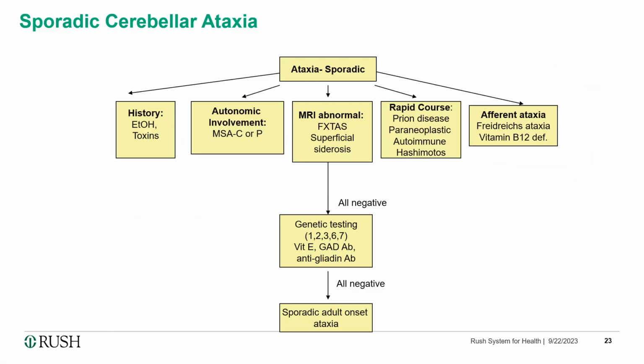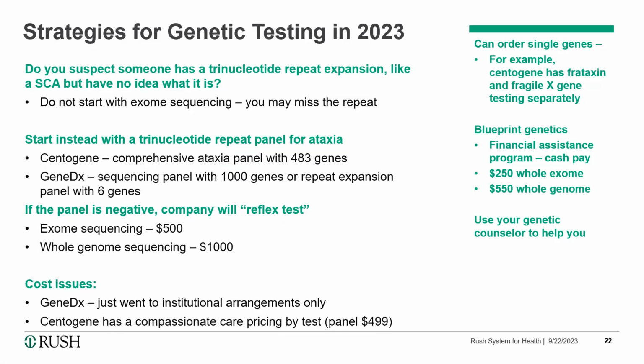Some of these companies will rapidly change their protocols. GeneDx just went to an institutional arrangement only, so you'll have to use your genetic counselors or the other folks who get pre-authorization to help you figure out where you can get this test done. On the right-hand side of the slide, you can see that Blueprint Genetics also has a financial assistance program. If the patient cash pays, you can get that cost down even more. Next slide.